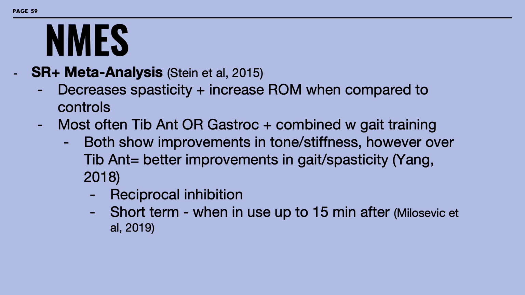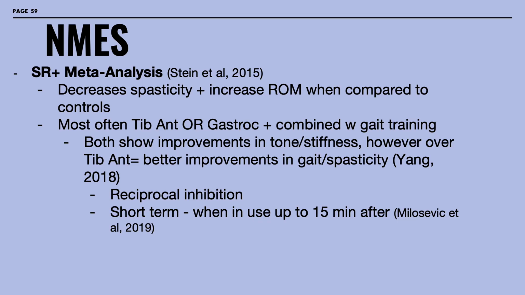Now, the tib ant is based on that theory of reciprocal inhibition that we talked about, where if one muscle is contracting, the other one has to relax. So it makes sense that with the gastrocs that are typically spastic, if we activate our tib ant and cause that muscle contraction, the gastrocs are going to want to relax, or the gastroc and soleus complex. Typically, NMES has only been shown to decrease spasticity short term and when in use to up to about 15 minutes after use.